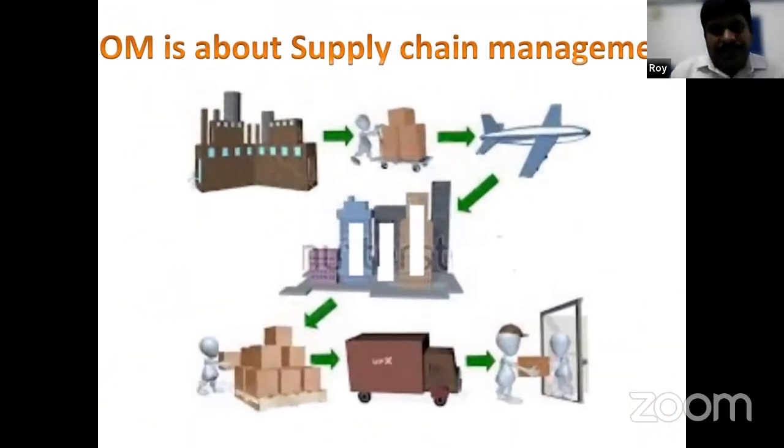OM is about SCM. What is supply chain management? From the sourcing of the raw material till the finished goods, the processes which are included in this, or in other words, the movements of the materials. This is called the supply chain, the overall chain. You receive, you buy it, you sell it, and you sell it to the one whom you will love more.